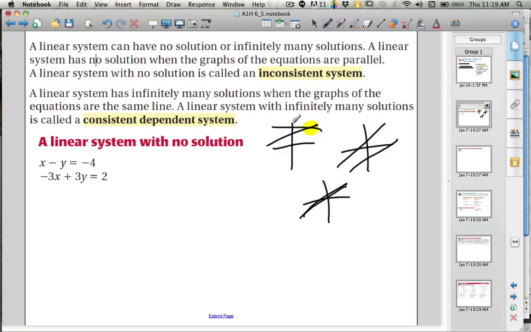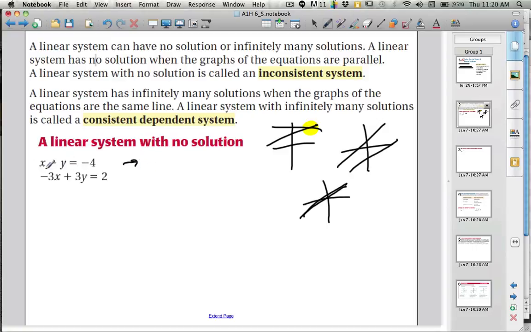When it has one solution, it's a consistent independent system. When it's parallel and there's no solution, it's called an inconsistent system. And when it has an infinite number of solutions because the two equations create the same line, that's called a consistent dependent system. There are two different ways I might identify a system with no solution. I can put it into slope-intercept form, and I'll have the same slope for my two lines but different y-intercepts. I'm going to do it that way first.